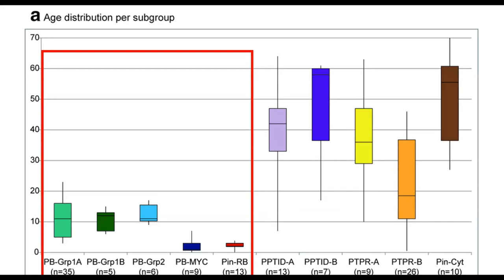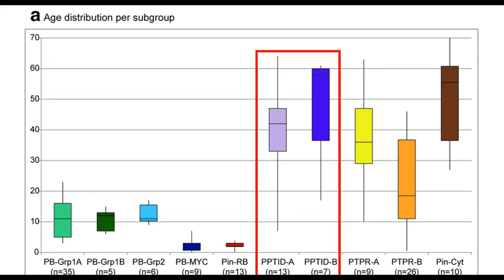Now, they absolutely do occur in adults, even older adults, right? This is just one particular study. We're talking about what's most common. All right, here is the PPTID. The reason why it's an A and a B, again, this is methylation profiling. Methylation profiling separates into an A and a B. Right now, there's no clinically actionable difference, so we don't really separate it. It's not necessary to separate them.